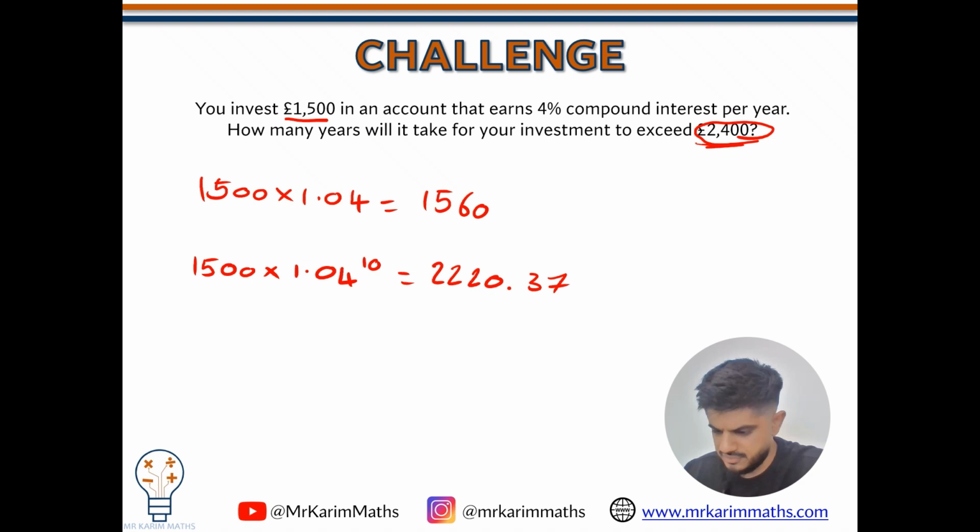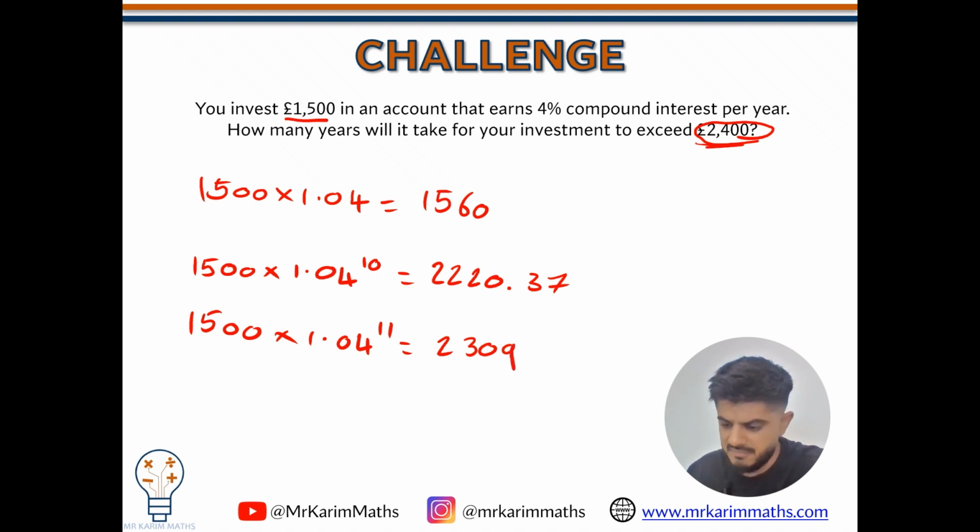So 1.04 to the power of 11, right, even closer. So 1,500 times 1.04 to the power of 11 gives me 2,309. Now remember, I am looking for the first year that it exceeds, it goes beyond 2,400. We are very close, but we are not beyond 2,400. Now let's try it for 12 years and see what happens.